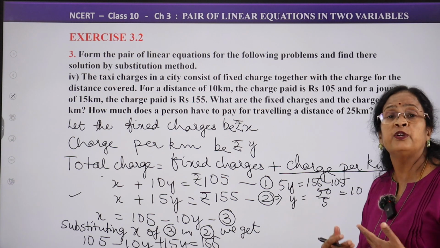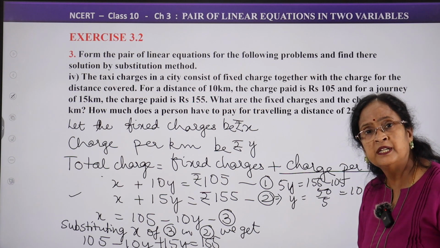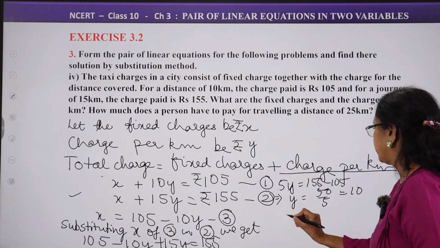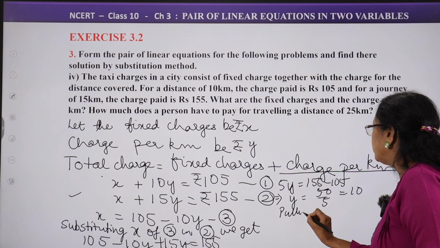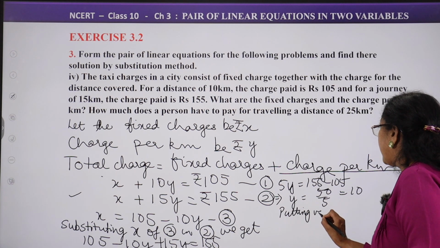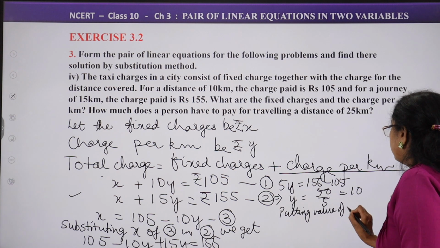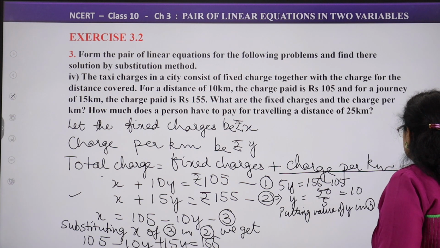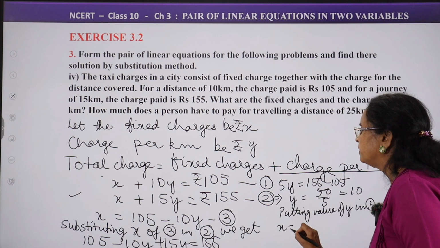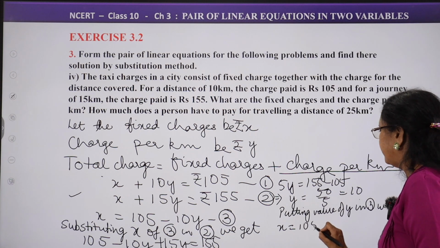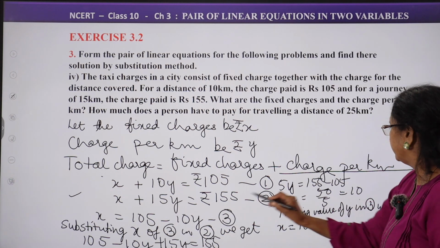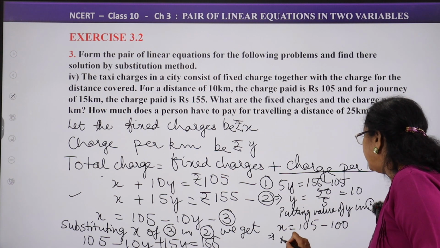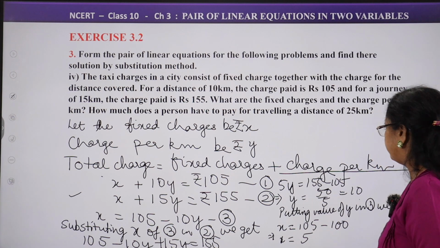Done. Now we need to find the corresponding value of X. Now how to find the corresponding value of X? Putting the value of Y in equation 3, we get X is equal to 105 minus 10Y. 10 into 10, 100, implies x is equal to 5.